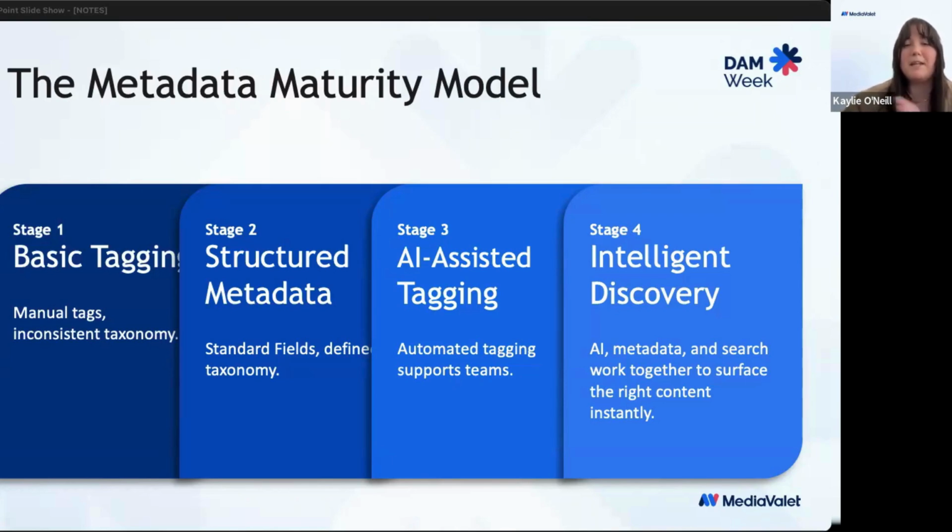Sounds like maybe some of you might be in the basic tagging from our poll earlier. From there, organizations move into stage 2, which is structured metadata. This is where we start to introduce standard fields, controlled vocabularies, and defined taxonomies. Things become more consistent, governance improves, and search starts to become much more dependable.